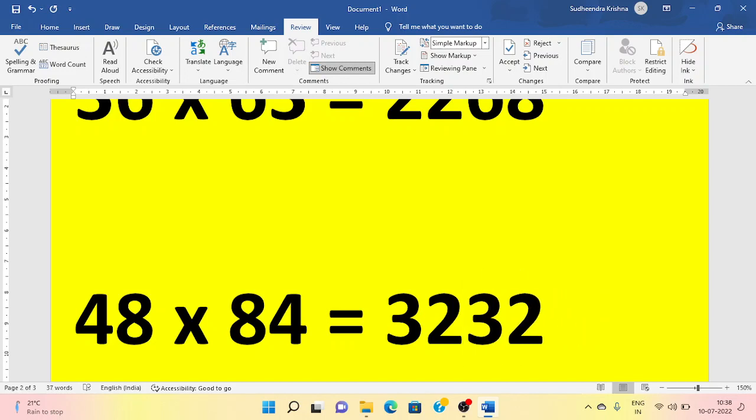Now on the left side, if you see, already we have 32. 32 plus carry over 8 will give you 40. So type 40. So this is your required answer. So 48 into 84 is equal to 4032. This is as simple as this.